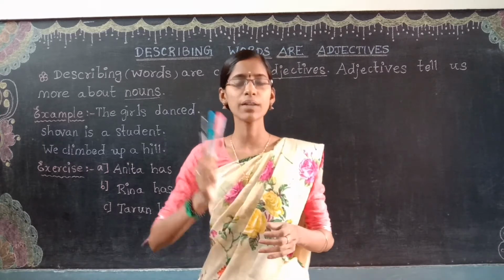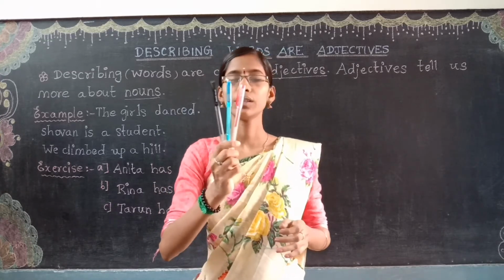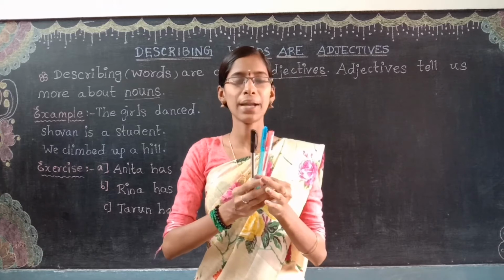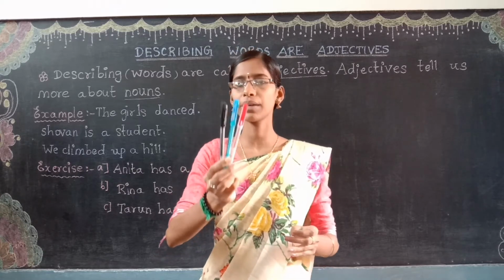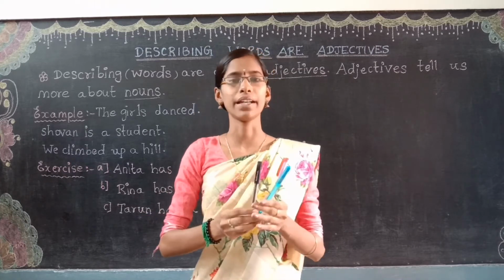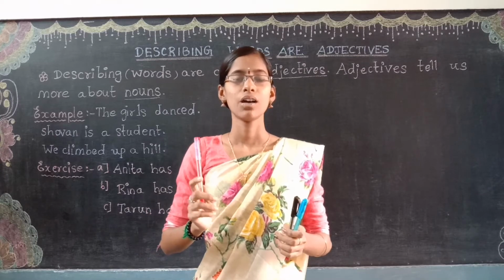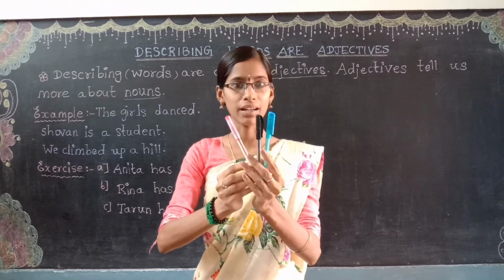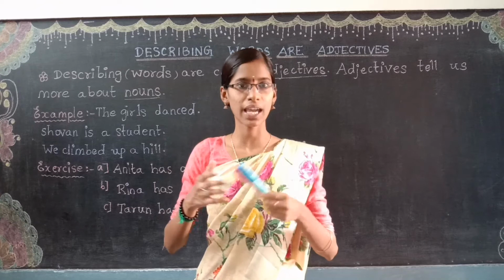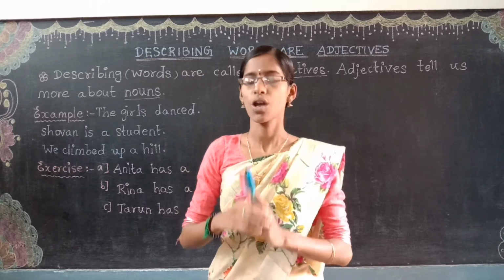So now I would like to describe it using an adjective. How? See here, I have 3 pens. Here pen is a noun because it is the name of a thing, right? So pen is a noun, and I can describe it by saying it is a black color pen. It is a blue color pen, whereas it is a red color pen. So the color, we are describing the noun pen using its color. Likewise, you can describe things by their shape or by their size or by their color. So this is known as adjective. So is it clear to you?